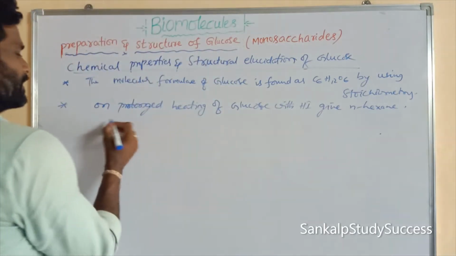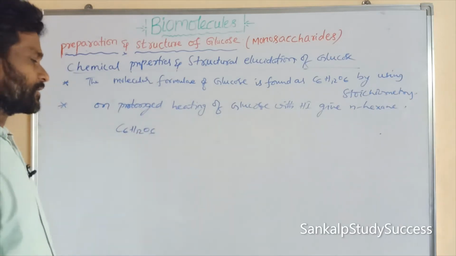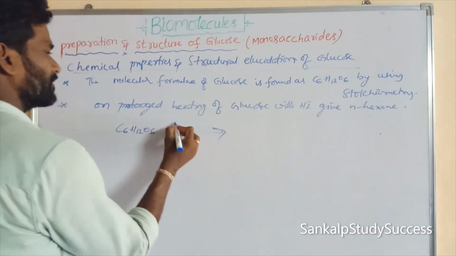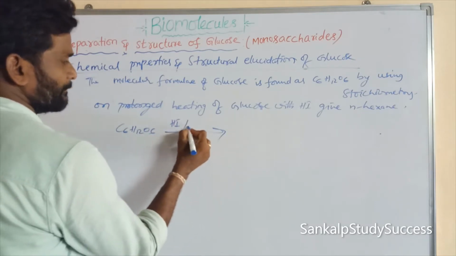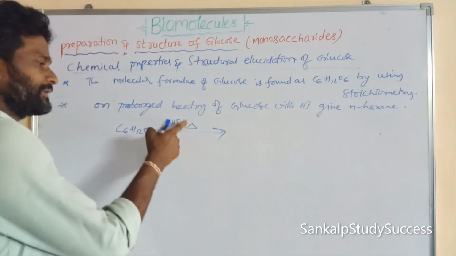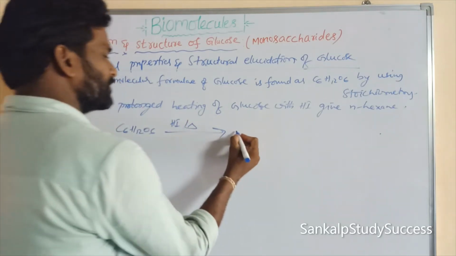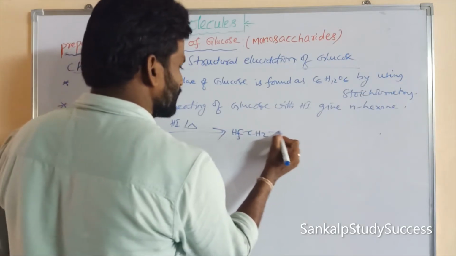So we can take glucose, C6H12O6. So this is the glucose. On heating with HI in the presence of red phosphorus, that means delta, that gives n-hexane. This is the n-hexane.